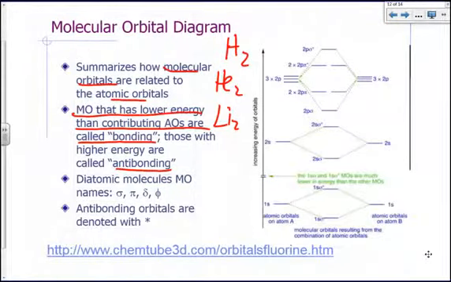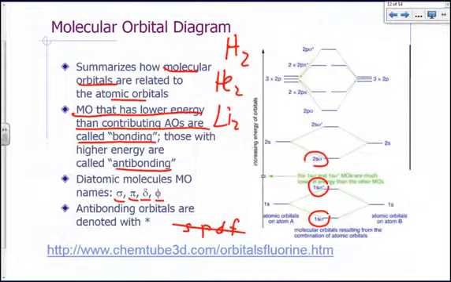For diatomic molecules, names of molecular orbitals are given by the Greek letters sigma, pi, delta, and phi. It's analogous to S, P, D, and F for atoms. In this particular diagram that we have here, this is a sigma. It's called the 1s sigma. This is 1s sigma star. This is 2s sigma. This is 2s sigma star. This is 2p sigma. So the labels tell you what atomic orbitals the molecular orbital came from.